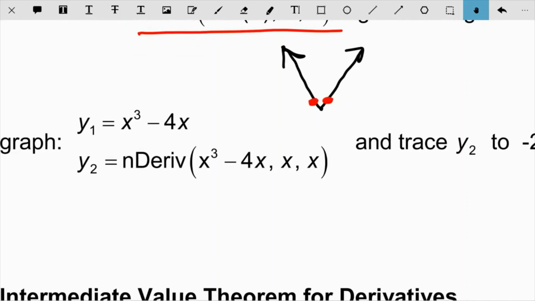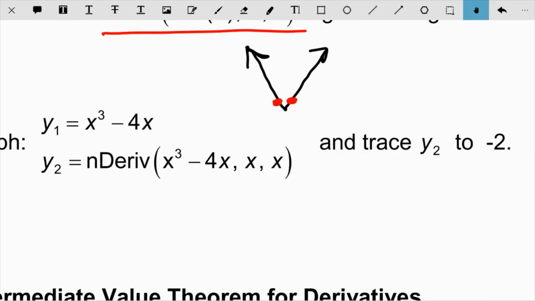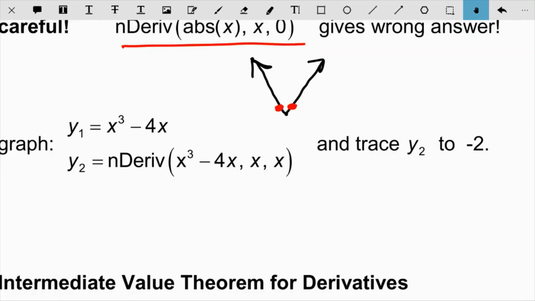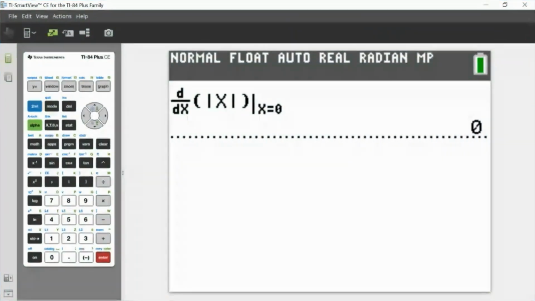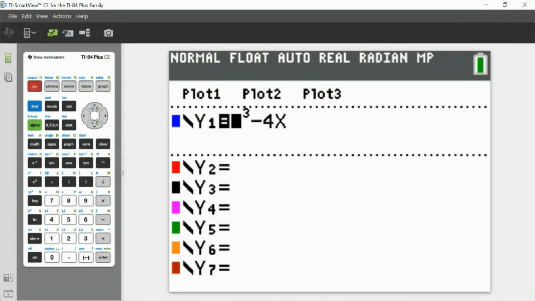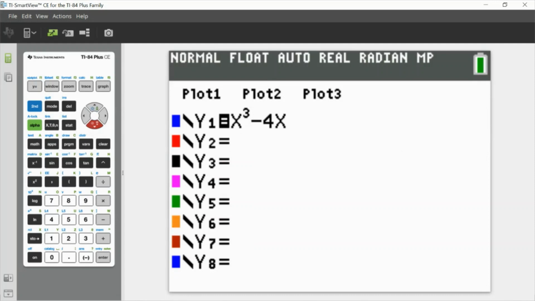So this is the derivative of x cubed minus 4x. And we're going to look at that derivative that I mentioned earlier where we're going to take the derivative at -2. So I want to show you a couple of things on the calculator here. So on the calculator, let me go ahead and graph this function. So the function I'm going to graph is x cubed minus 4x. We're also going to graph the derivative of the function.